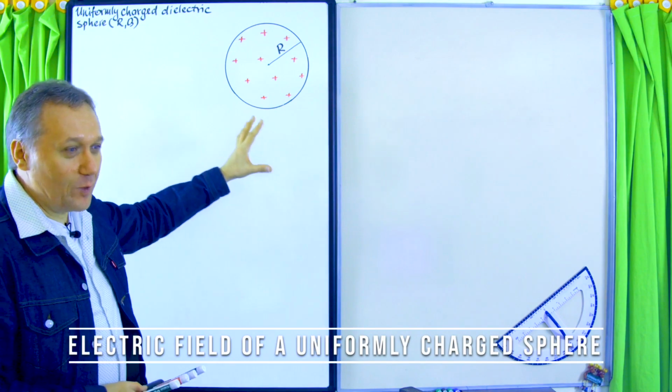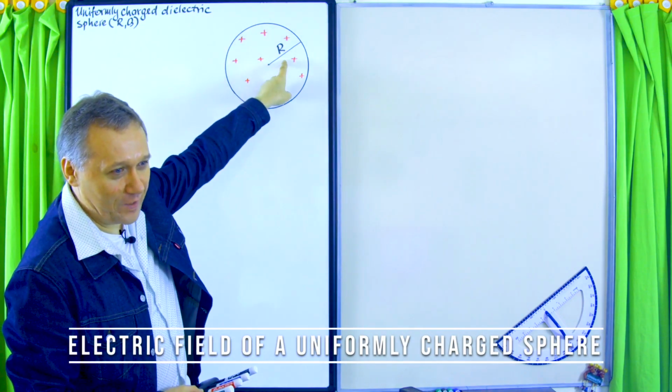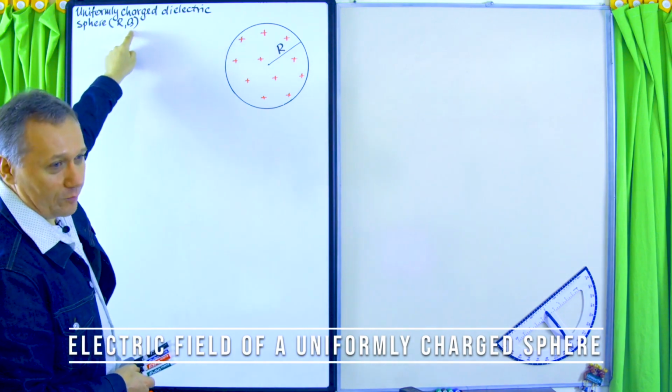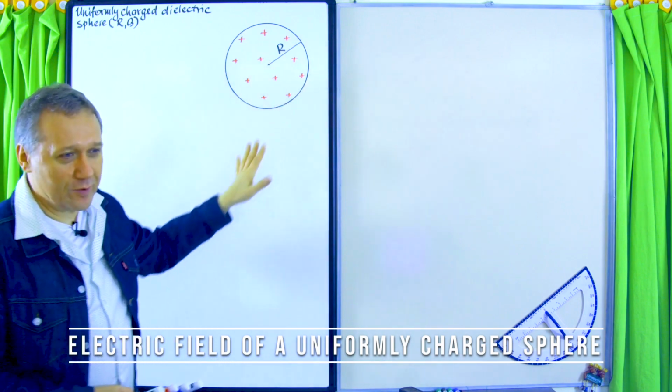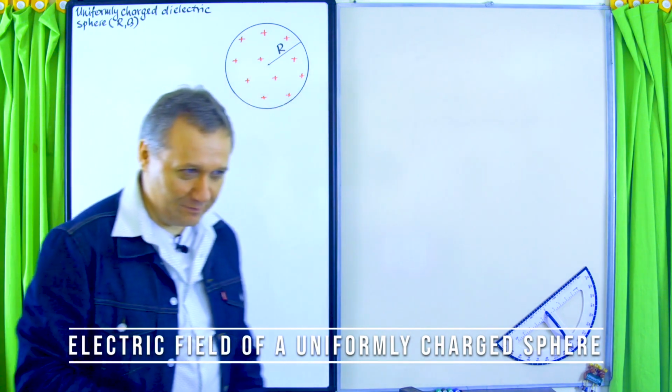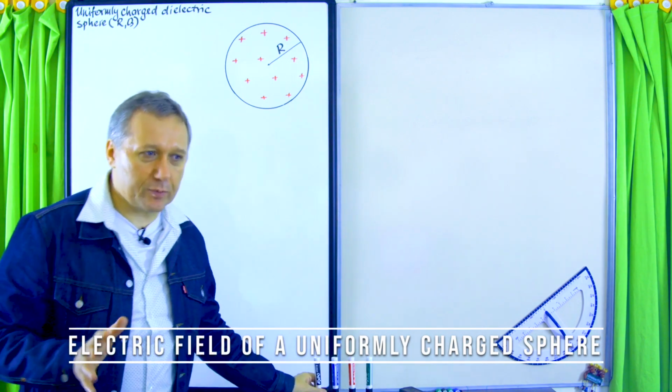What do we have here? We have a sphere of radius capital R. Then there is a charge Q. Let's assume it's positive charge, uniformly distributed over the whole sphere. Uniform distribution. Of course, we're just looking at the simplest possible situation.